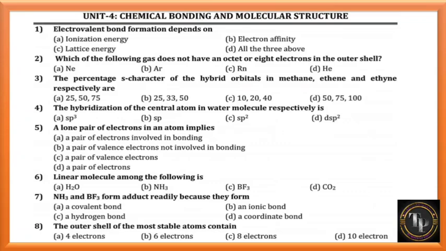Next chapter, chemical bonding and molecular structure. Electrovalent bond formation depends on all the three: electron affinity, ionization energy, lattice energy. All the three are dependent properties of electrovalent bond formation.